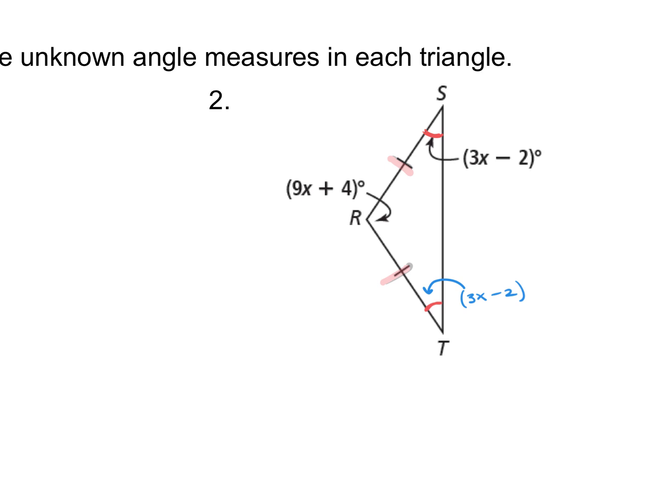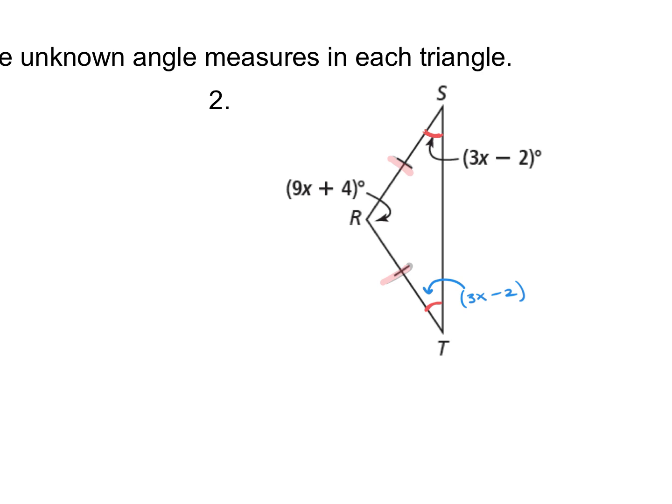What do we know about the angles in a triangle? We know that they add up to 180 degrees. So that is an equation that I know is true. I know that this angle plus this angle plus this angle equals 180. And if we work with that equation, we will be able to solve for X. So that's what we're going to do.